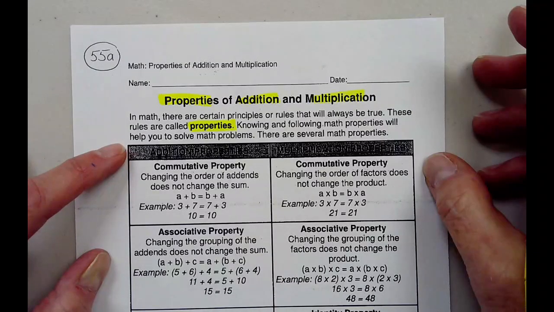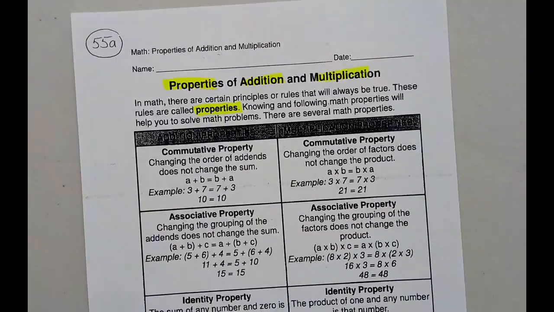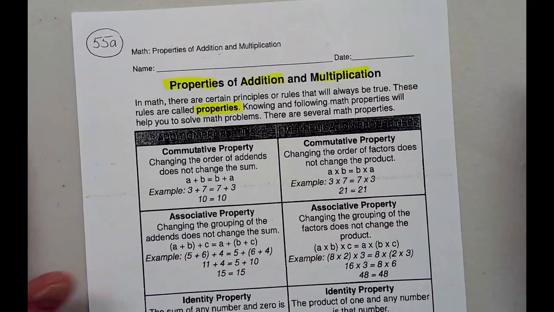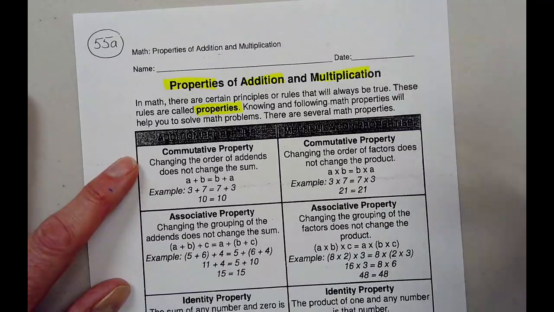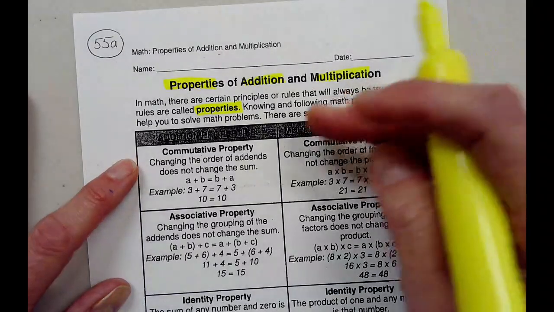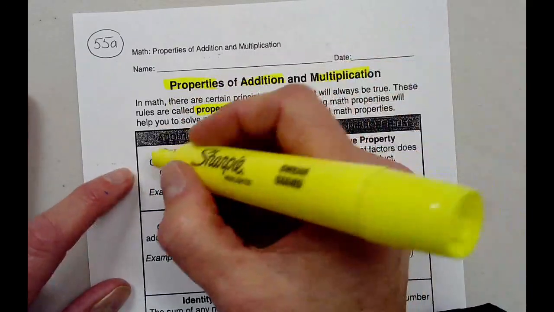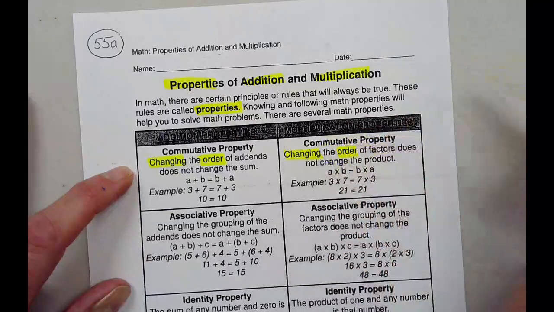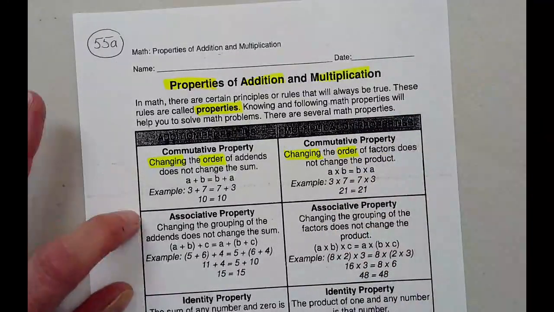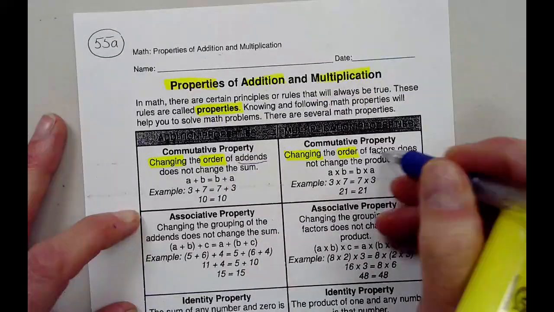There are several math properties that we're going to talk about. So we've talked about some of these this year. I'm going to try to give you some ways to remember and keep them separate. The first one, in both addition and multiplication, is called the commutative property. Changing the order of the addends does not change the sum. So changing order. Notice both of these have changing order. In addition, it's the addends, and for multiplication, it's the factors.